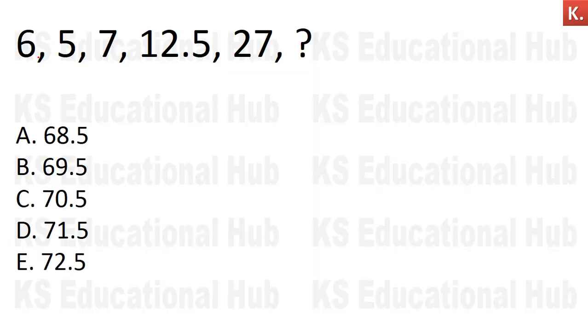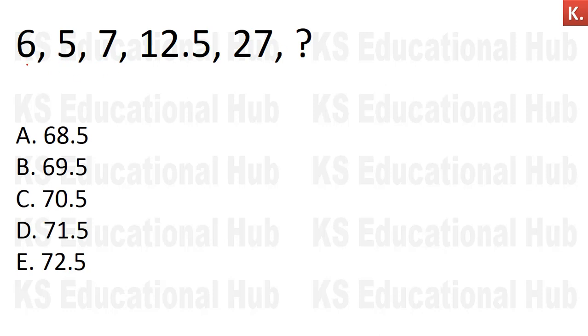Here's the first question: 6, 5, 7, 12.5, 27 and question mark. So see here, once you come across such a question, you just have to remember that it is not a series of differences. Why? Because the first value is normal, then the value decreased, then increased. In that case, we have to convert this 6 to 5, 5 to 7 and so on.